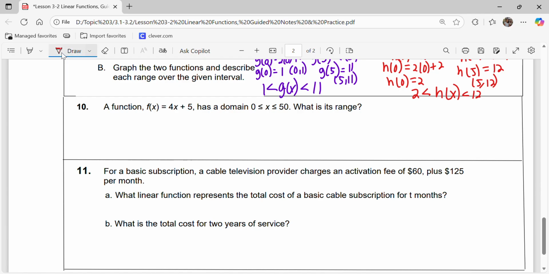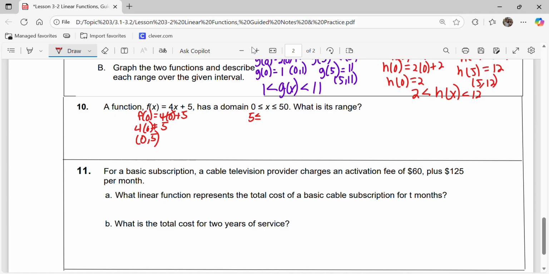Number 10, a function f of x equals 4x plus 5 has a domain of 0 is less than or equal to x, which is less than or equal to 50. What is its range? So 0 is the smallest domain. So f of 0 equals 4 times 0 plus 5. 4 times 0 is 0, plus 5 equals 5. So when x is 0, y is 5.